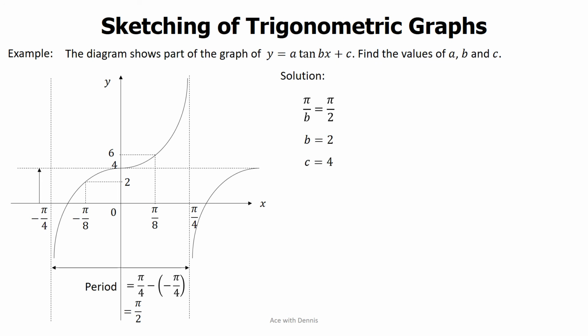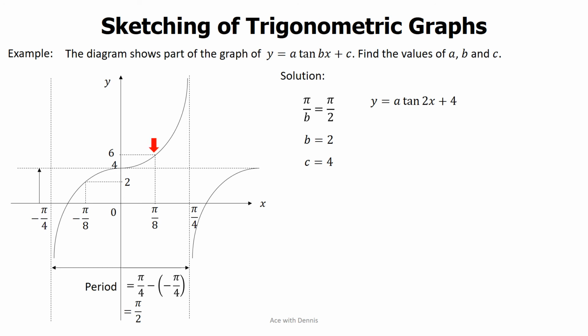Right, next, I want to find c. We see that the horizontal dotted line is what we call the principal axis of the graph, and we can see that it is a shifting of 4 units in the upward direction. Therefore, c will be equal to 4. Now, how to find the value of a? We can rewrite the equation as y equals a tan x plus 4.